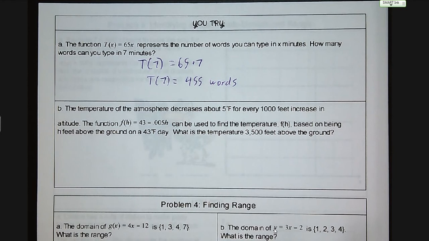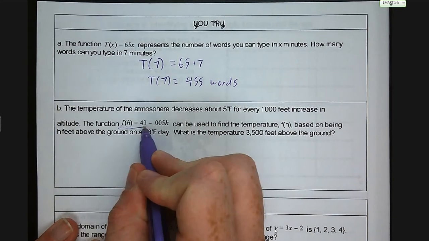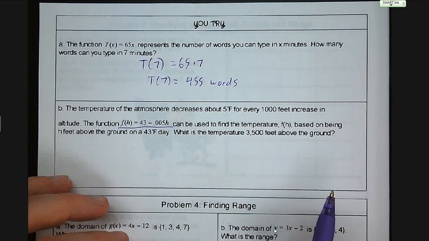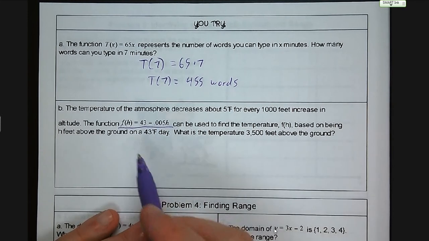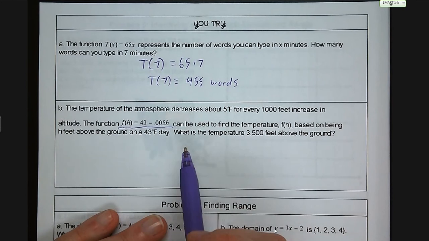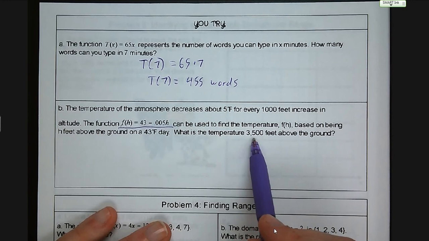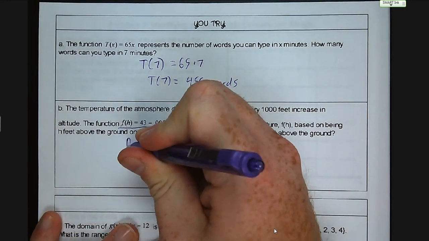The temperature of the atmosphere decreases by about 5 degrees Fahrenheit for every 1,000 foot increase in altitude. The function f of h equals 43 minus 0.005h can be used to find the temperature, f of h, based on being h feet above the ground on a 43-degree Fahrenheit day, which was supposed to be the high today. What is the temperature at 3,500 feet above the ground? So I want to know f of 3,500.